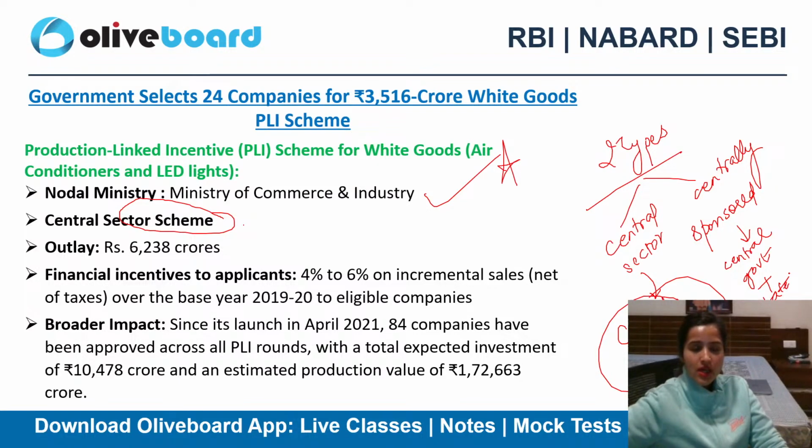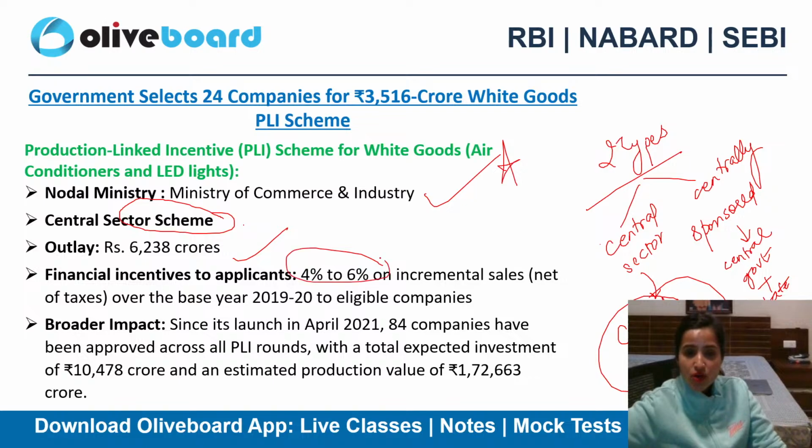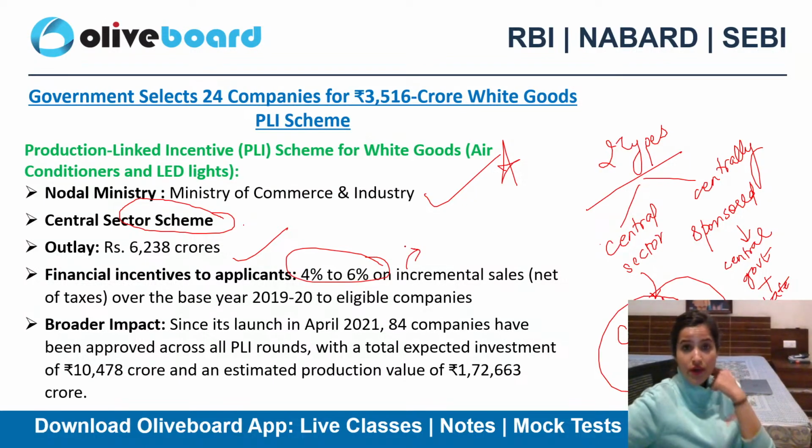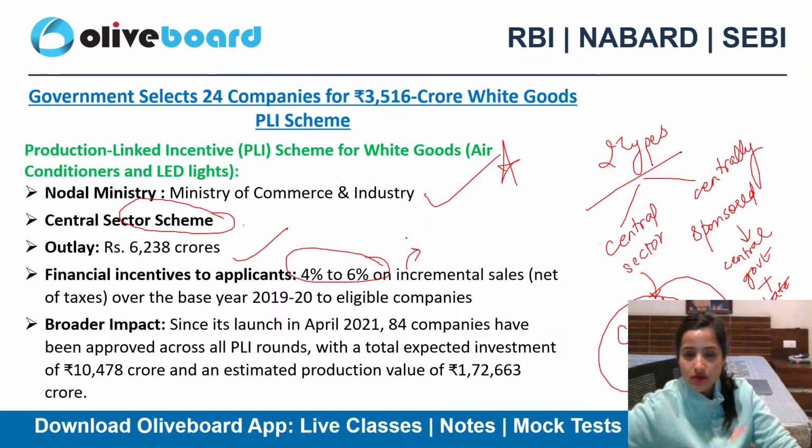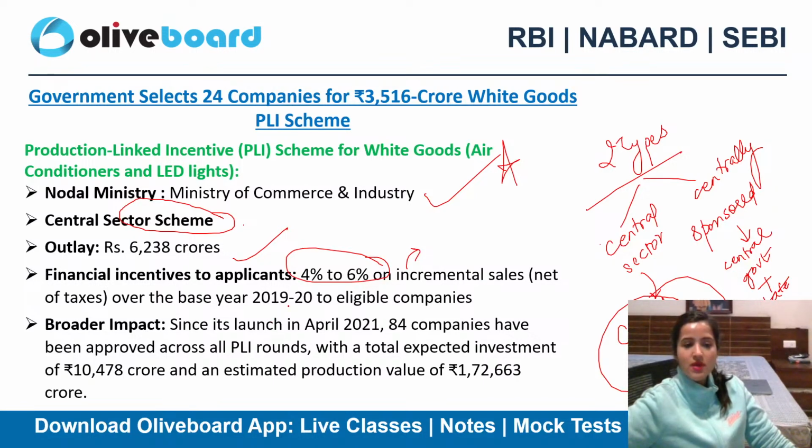What is the outlay? 6238 crores. Important. What are the financial incentives which will be given to the applicants? 4 to 6% on incremental sales. So if their sales increase, they have incremental sales, 4 to 6% is the financial incentive that will be provided. And for the base year, over the base year 2019-20, eligible companies.